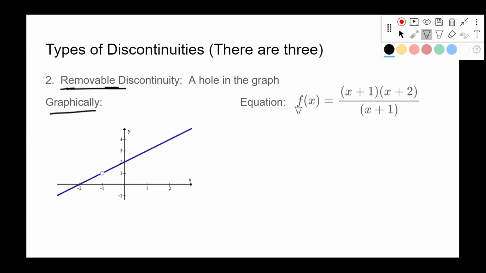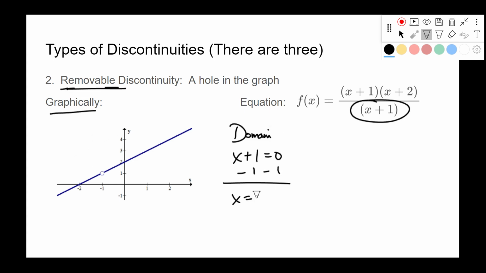But for now, I need you to be able to recognize it both graphically and as well as with an equation. So in this equation, we can see f of x equals x plus 1 times x plus 2 over x plus 1. Again, first thing I would do is look for the domain. To find the domain, you set the denominator equal to 0. Now, I know some of you might be thinking and looking at that and saying, whoa, whoa, whoa, you can cancel out the x plus 1s, but not yet. You have to find the domain first, and then we'll worry about that. So x can't be negative 1. Okay, there's a discontinuity there at x equals negative 1.